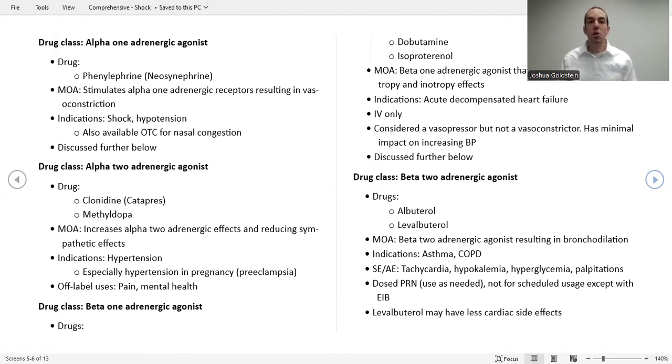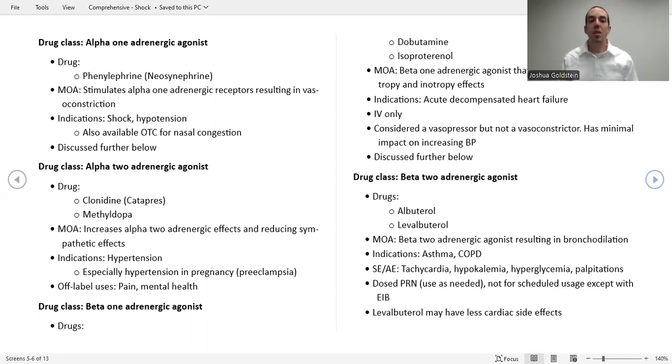Next, we have alpha-2 agonist. This is the one that we said sort of counteracts the whole sympathetic system. So this is going to increase the counteracting of the sympathetic system. In other words, blocking the sympathetic system. So that's going to lower our heart rate, lower our blood pressure. The drugs here are clonidine, methyldopa.